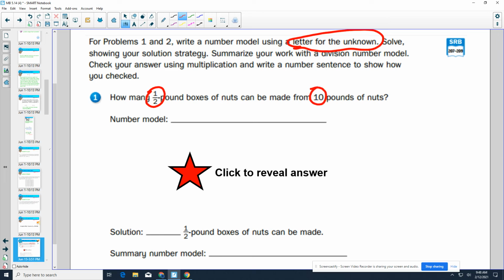And so you can see our prompts and our questions all in one thing. So are you dividing up half-pound boxes, or are you dividing up the 10 pounds? In this case, I know I'm dividing up the 10 pounds of nuts into half-pound boxes because I'm taking the large amount that I have and I'm splitting it into smaller boxes, or dividing. So go ahead and pause the video. I want you to complete that.